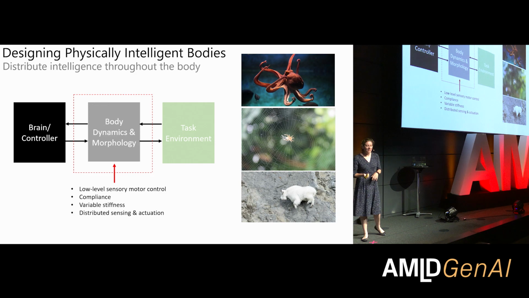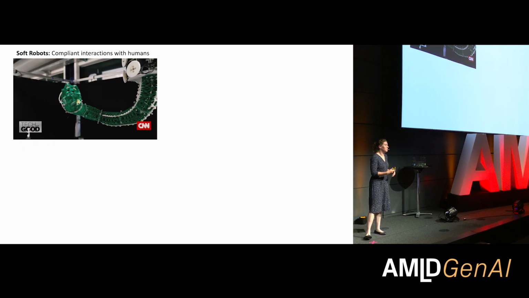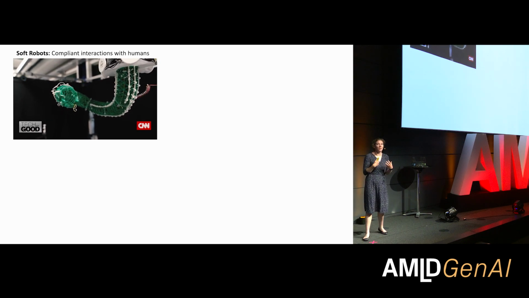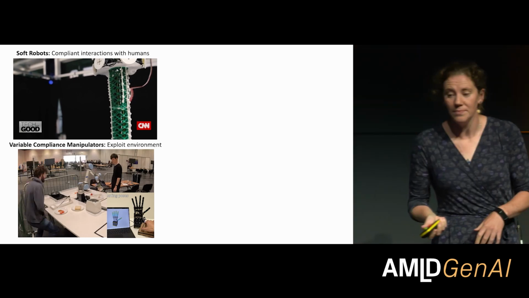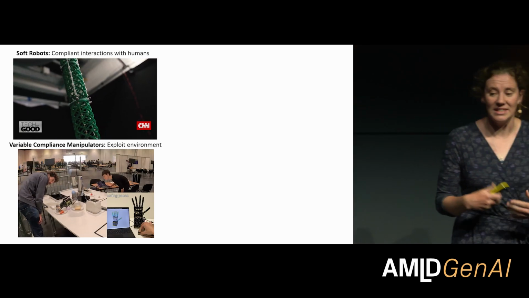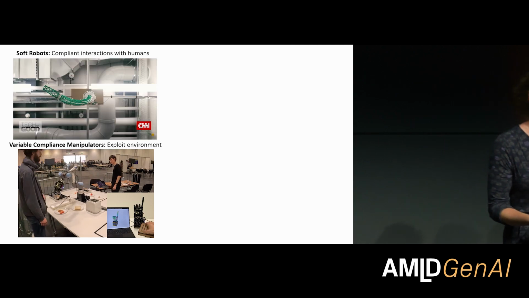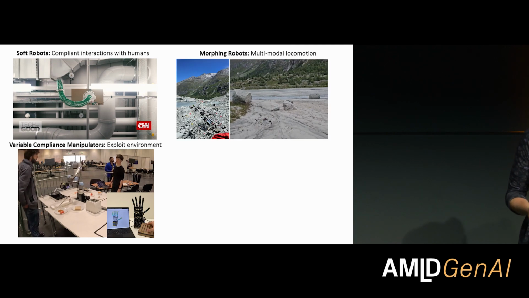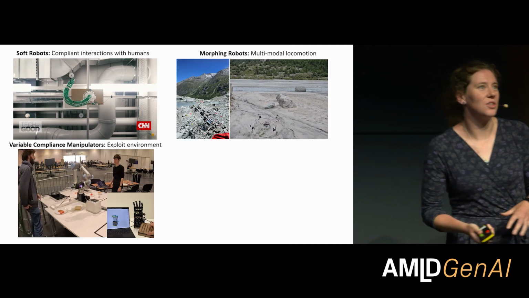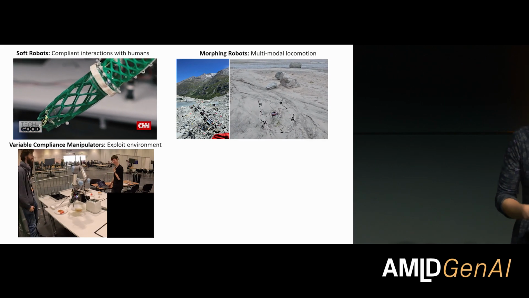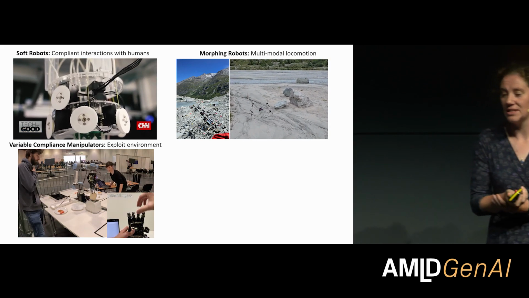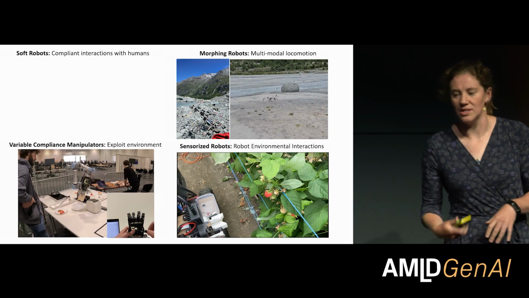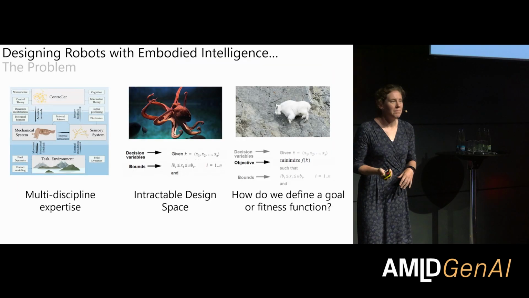So in my lab, we really look at how we can design robots that exploit this embodied intelligence. For example, we do this with soft robots, looking at how we can develop compliant systems that interact with humans, and how we can develop more anthropomorphic, dexterous manipulators, so developing hands that can have variable stiffness and compliance, such that they can perform very delicate but also very high force motions. We're looking at morphing robots, so how we can use changing shape and morphology to locomote through the Alps or very varied terrain, and also sensorizing structures, so we can get robust and intelligent interactions with the environment.